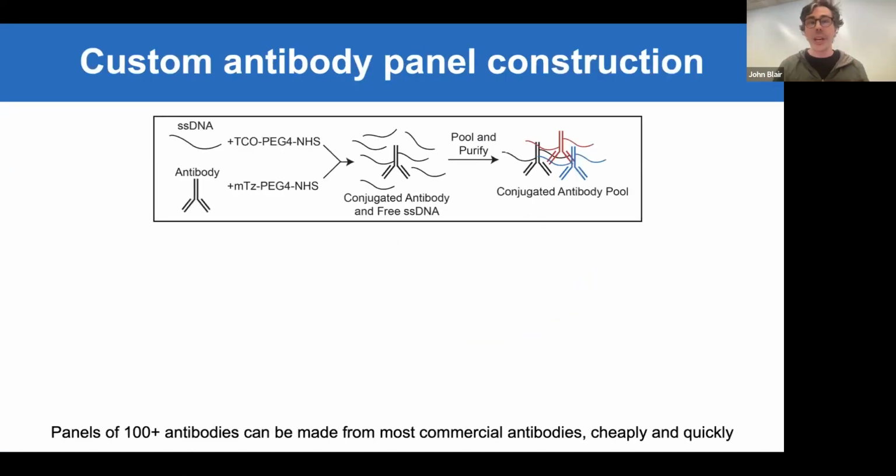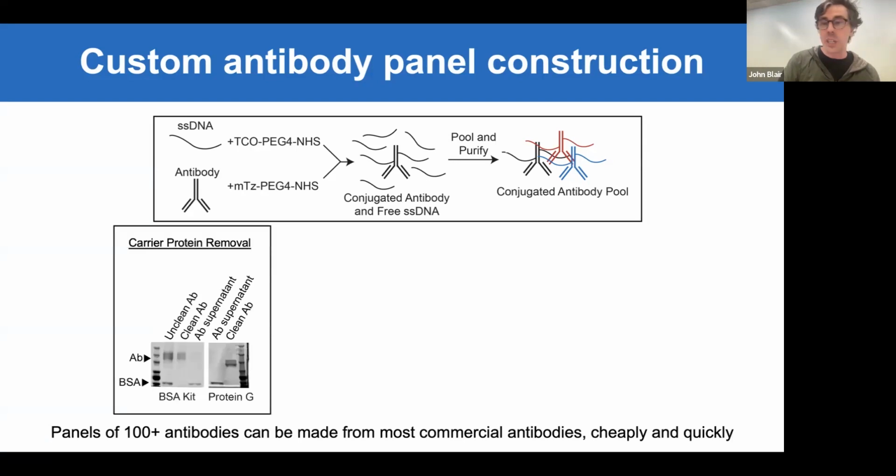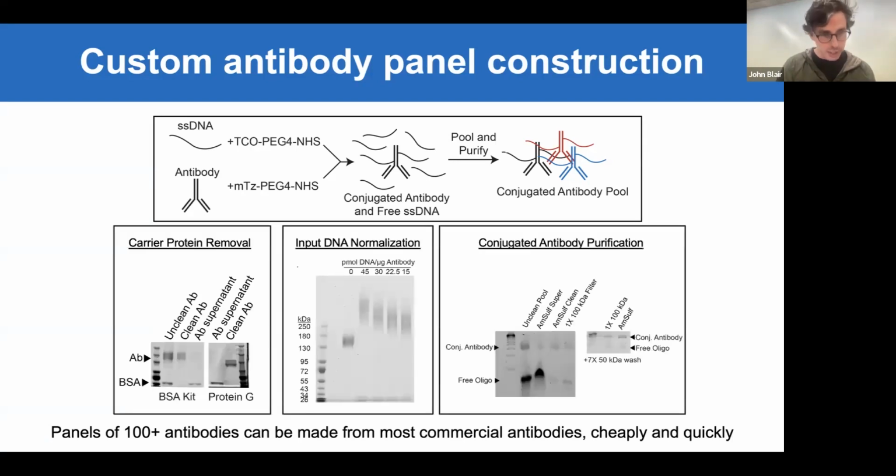So when we're building our custom antibody panels, we use a long-established method of click chemistry to conjugate uniquely indexed single-stranded DNA molecules to whatever antibody of choice. We then take our conjugated antibodies and pool them together, and that is our conjugated antibody pool. For this method, we did several optimizations so that we can create panels of 100 plus antibodies from most commercial antibodies, and we can do this cheaply and quickly.